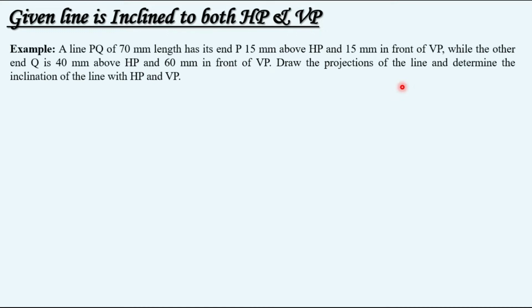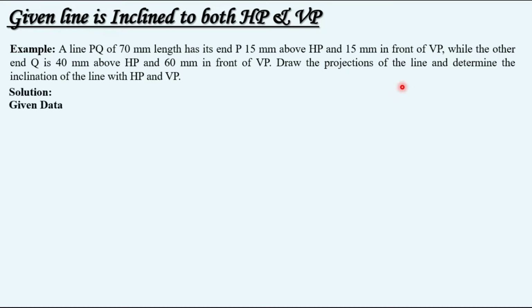Let's take an example. A line PQ of 70 mm length has its end P 15 mm above HP and 15 mm in front of VP, while the other end Q is 40 mm above HP and 60 mm in front of VP. Draw the projections of the line and determine the inclination of the line with HP and VP.